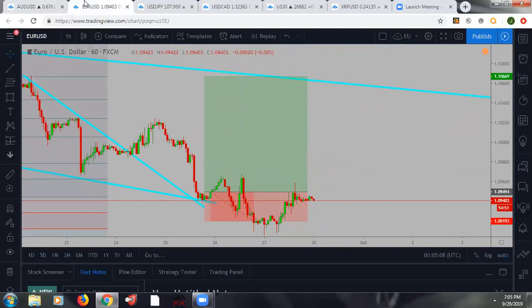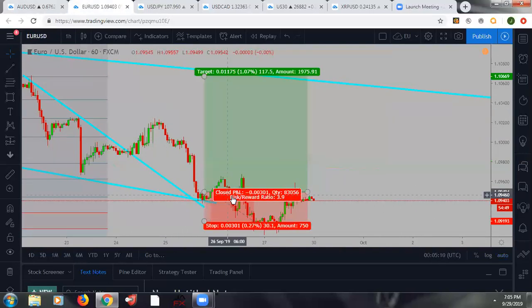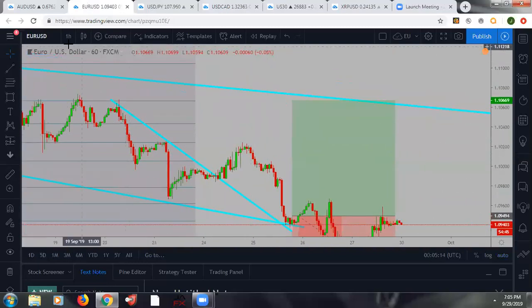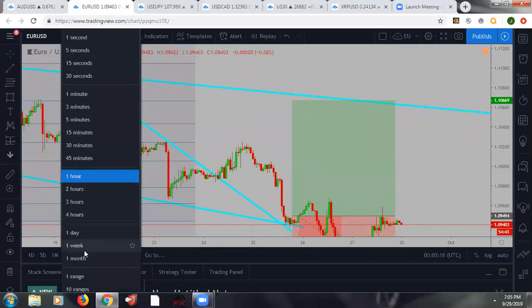EU took an L with that. Not necessarily even tripping, it's just a 30 pip L. Let's look at the monthly.